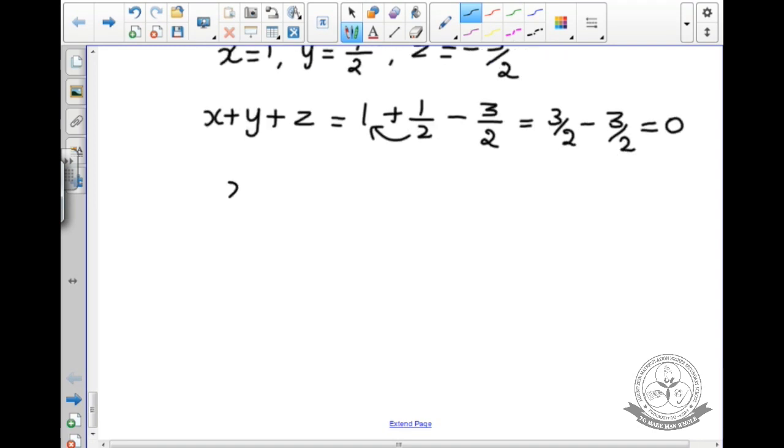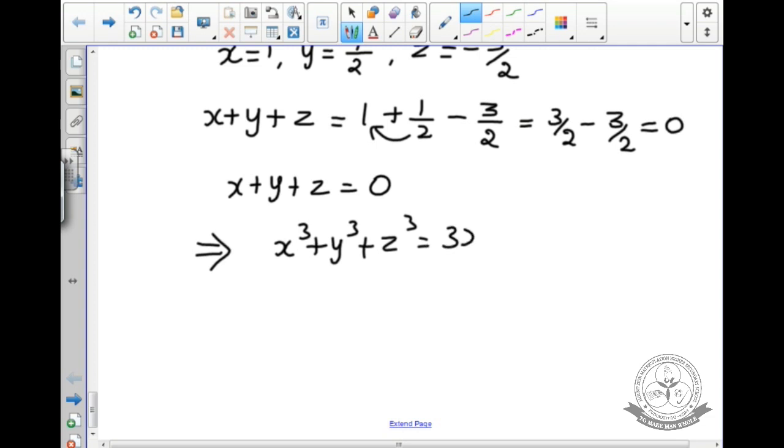So here x plus y plus z is equal to 0. Okay, so we can use this identity. What identity? x cube plus y cube plus z cube is equal to 3xyz. Okay, so here x is equal to 1. So that means 1 plus 1 by 8 minus 27 by 8.